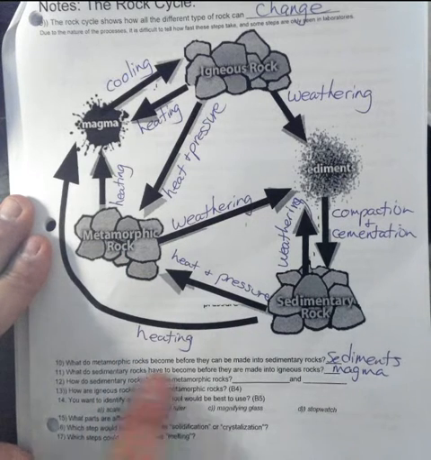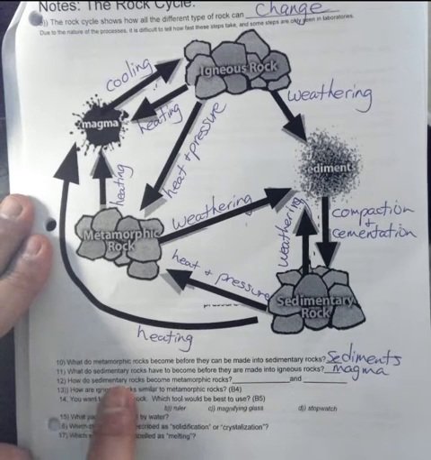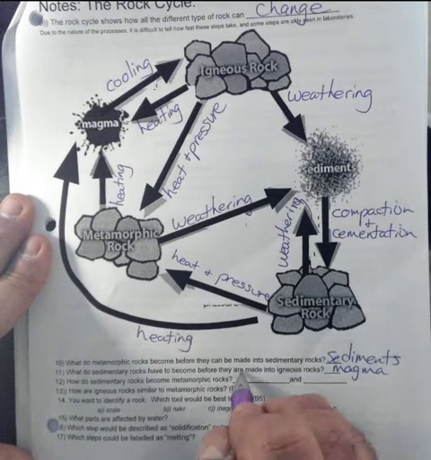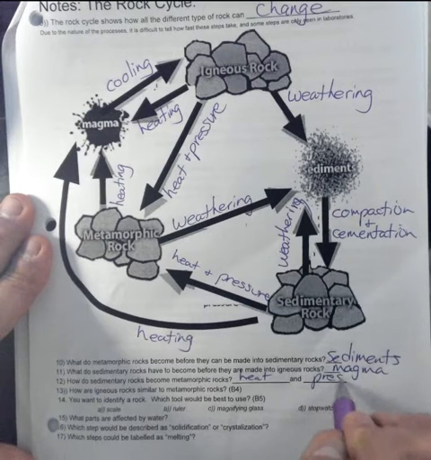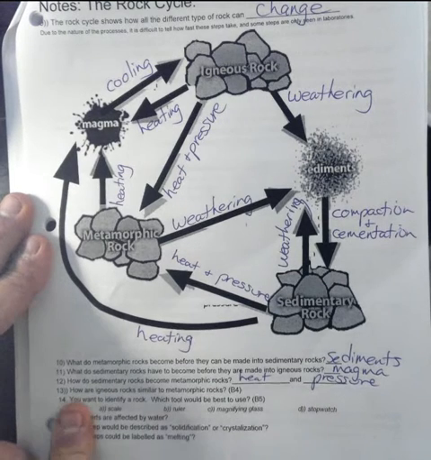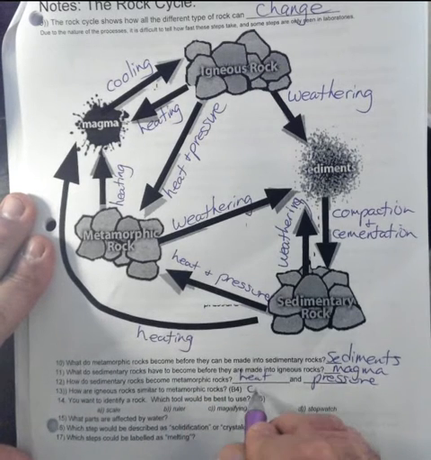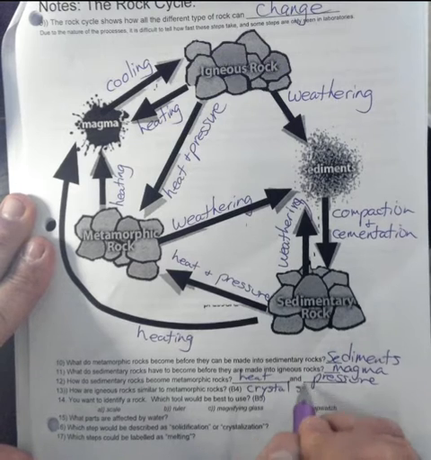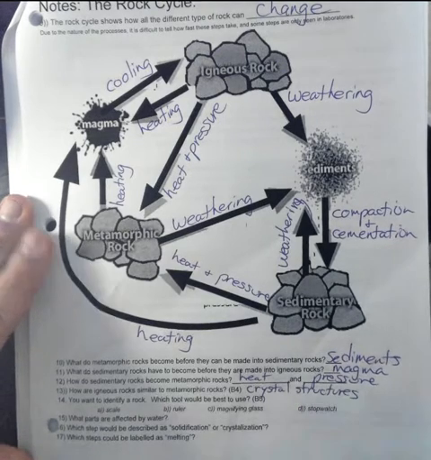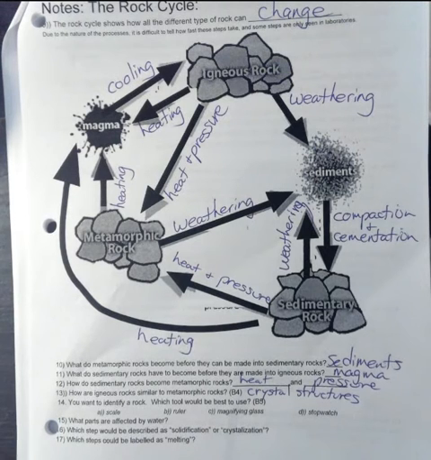Okay, what's next? 12. How do sedimentary rocks become metamorphic rocks? Heat and pressure. How are igneous rocks similar to metamorphic rocks? They both have crystal structures. By looking at these crystals, we can figure out what kind of rock it is. Is it a crystal made with calcium and oxygen, or is it a crystal made out of silicon and oxygen and carbon, or other such things?